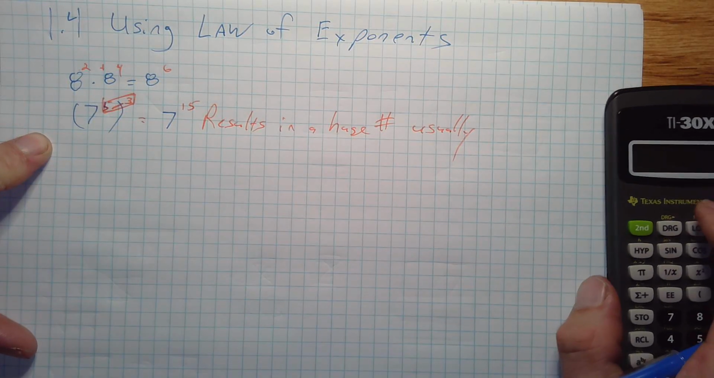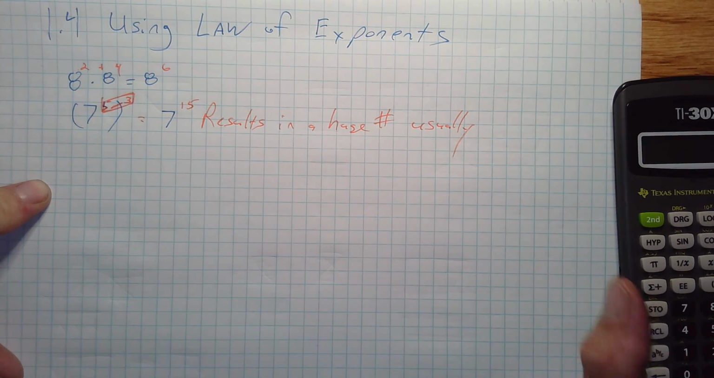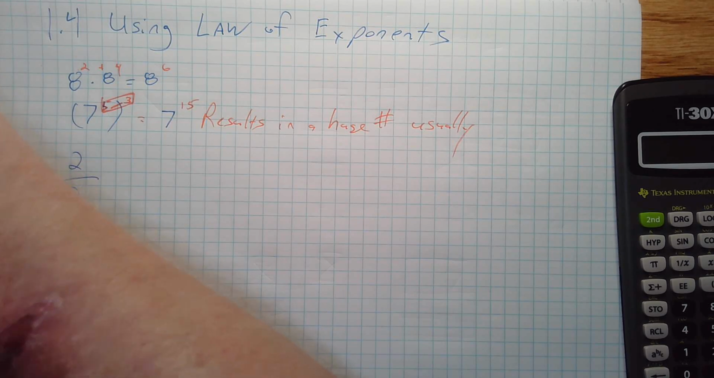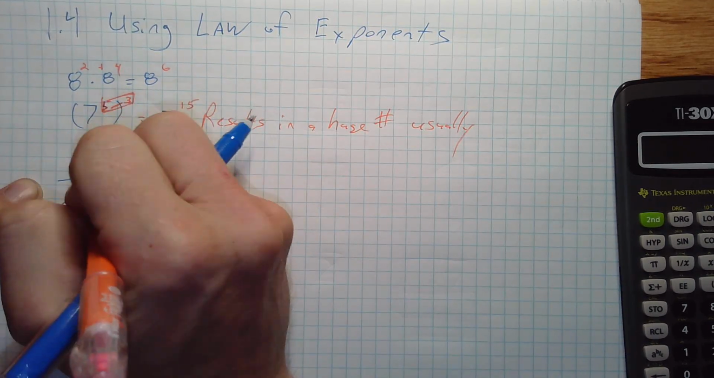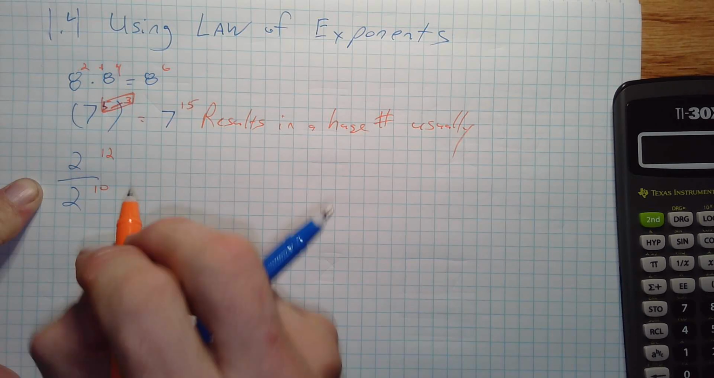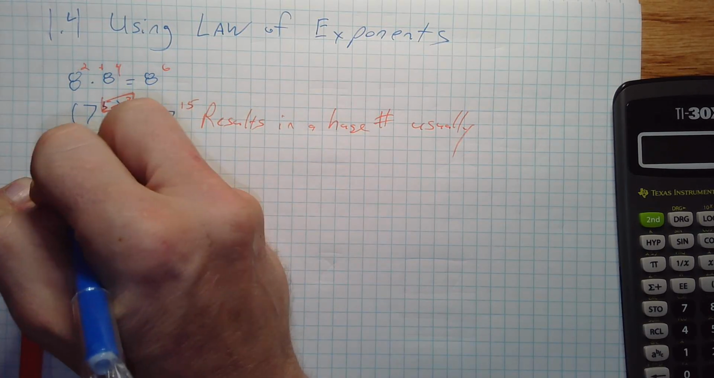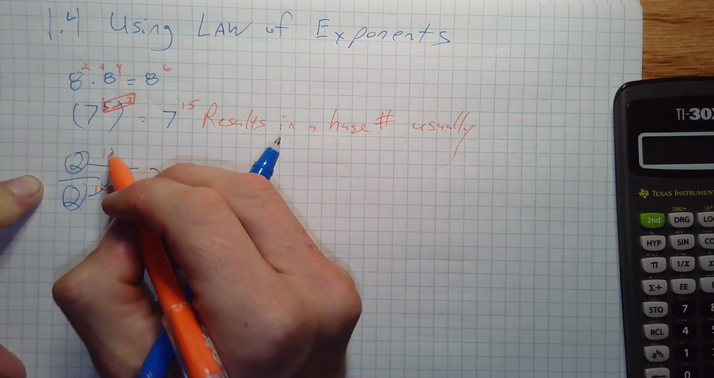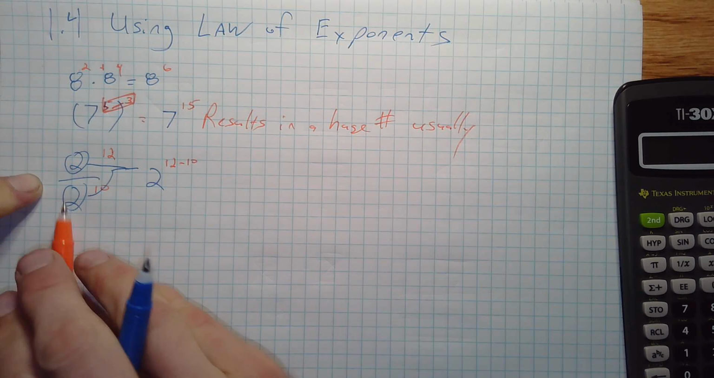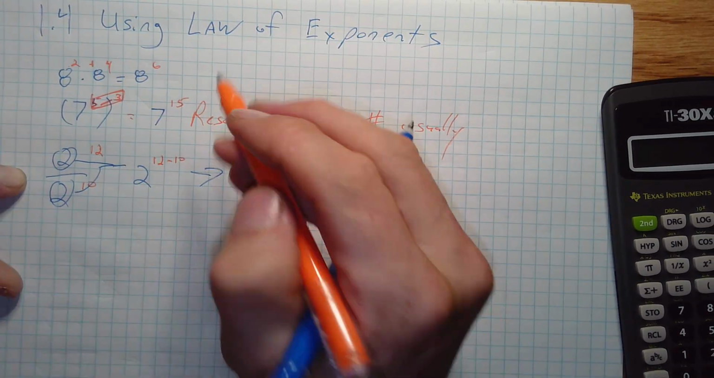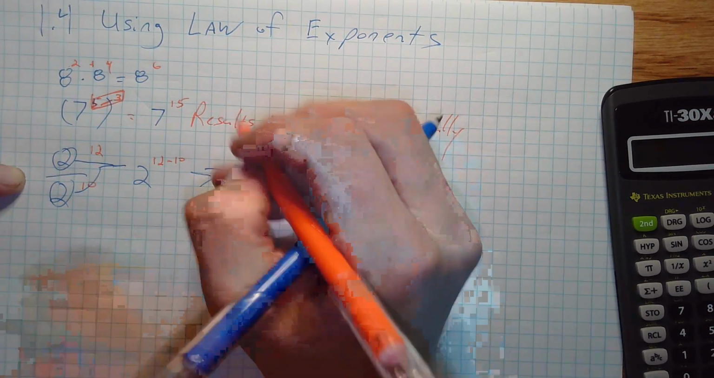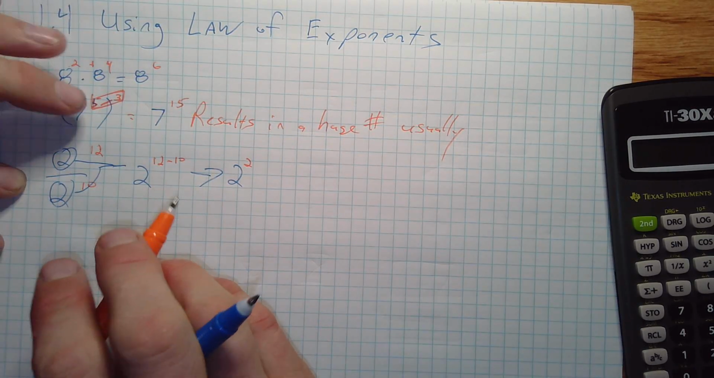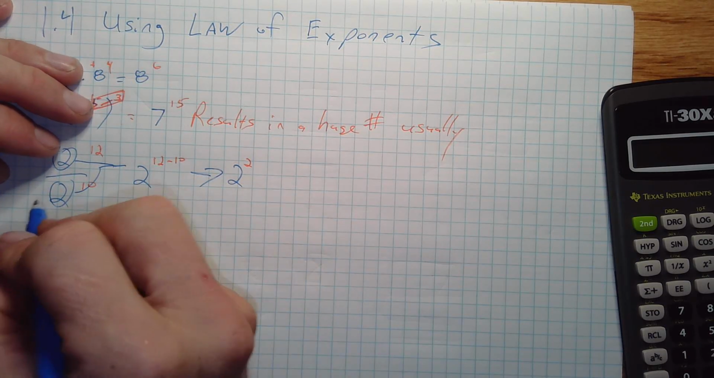All right, so now we have, let's say, the quotient of powers. So you have a 2 to the 12 divided by a 2 to the 10, same base, right? Bases carry forward, 2, right? And then you subtract 12 minus 10, and that goes to 2 to the 2nd, 2 squared. Okay, that's pretty straightforward.